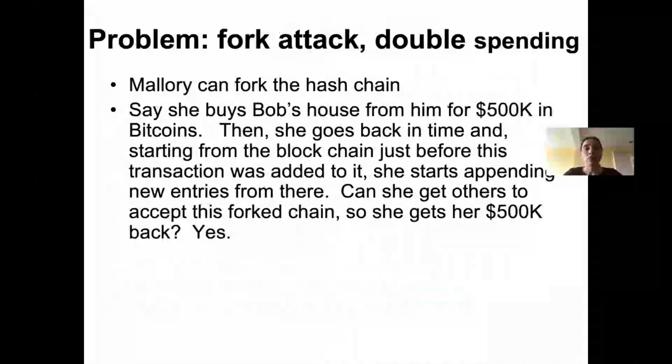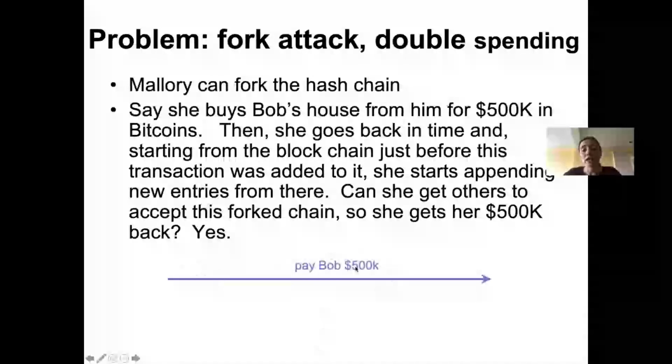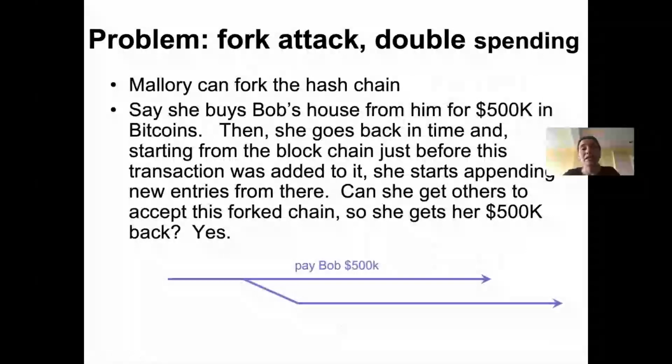Okay, so last time we saw that the big problem that we have to solve using the consensus was the following. Let's assume that Mallory pays Bob 500K for a house and she gets the house from Bob. But now there's a block with a transaction that Mallory paid Bob 500K, and she's really not happy about that block. She would like to go back in time and continue the history as before that block, because she wants that money back essentially. So because she's malicious, she will just start adding blocks from the past, as if the block where she paid Bob never existed.